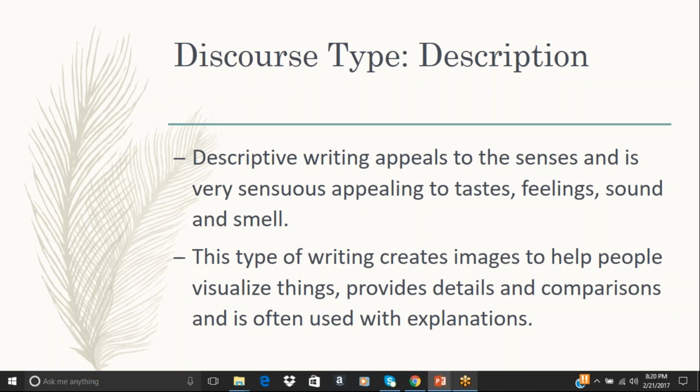Olfactory. Thank you. The appeal to taste. Gustatory. Thank you, Samuel. Thank you, Dominic. The appeal to sight obviously is visual. The appeal to touch, what do we call that? Tactile. Tactile, very good. All right.